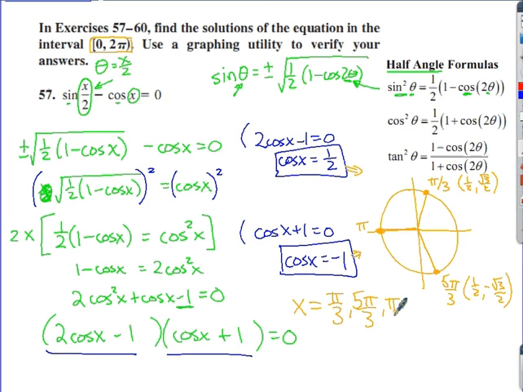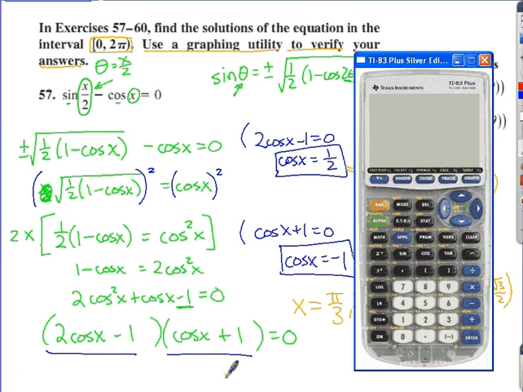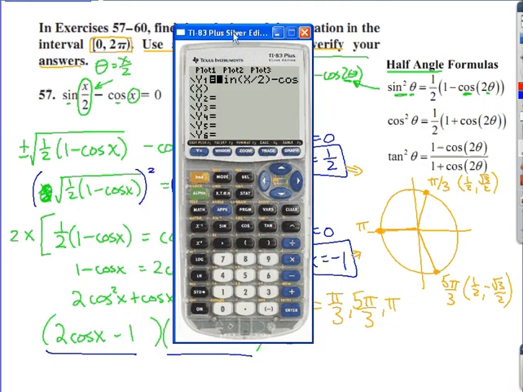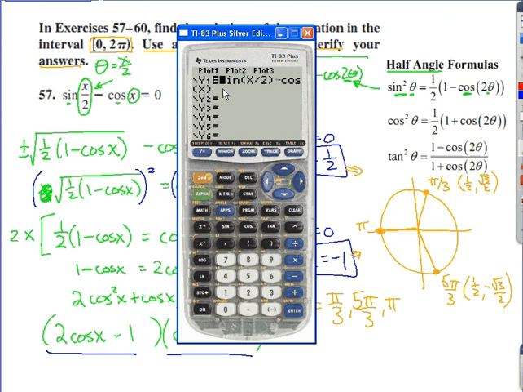And it even says in the question, use a graphing utility to verify your answers. So that's what we want to do. I believe I've already got this in here so you can see it. Yeah, so here we go. I've typed the equation in already. That's sine x over 2 minus cos x. And I've graphed it. My window settings start at 0 and go all the way out to 2 pi.